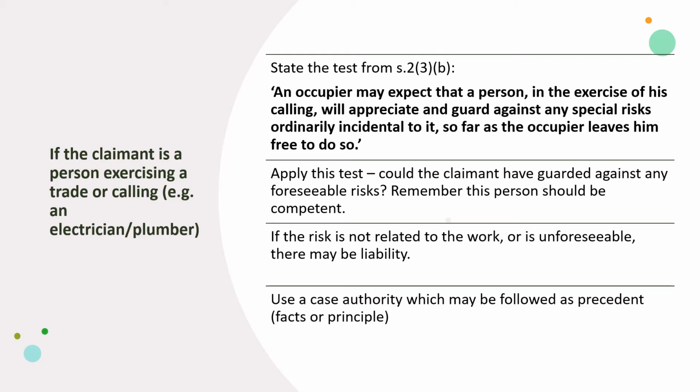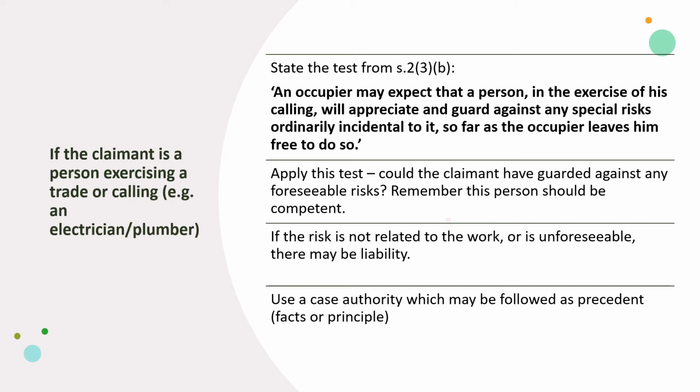So the person is a person exercising a trade or a calling, for example if they are an electrician or a plumber. Then for an occupier, the test from 2.3b outlines that in the exercise of his calling, the person will appreciate and guard against any special risks ordinarily incidental to it, so far as the occupier leaves him free to do so. So an electrician may do certain things to avoid himself being electrocuted while working on wires, for example.